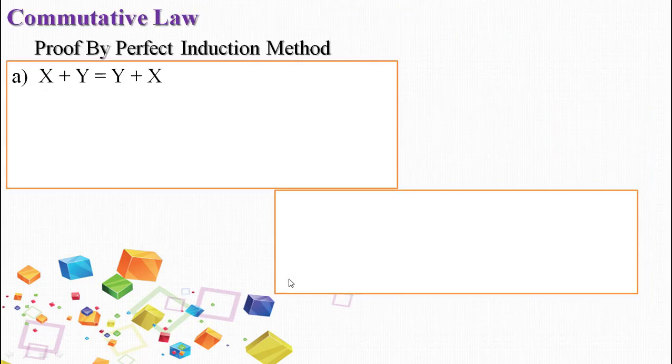Because the commutative law has two parts, right hand side and left hand side, the right hand side is also an expression and the left hand side is also an expression. So the proof by perfect induction method will vary slightly. Now we'll see how the variation is implemented. Let us assume the value of x is equal to 1. Then what will happen? If x value is assumed as 0, what will happen?